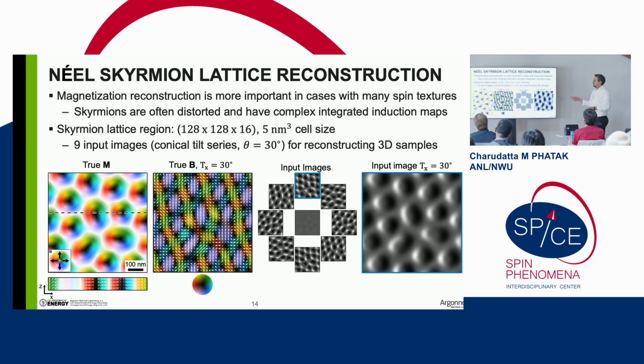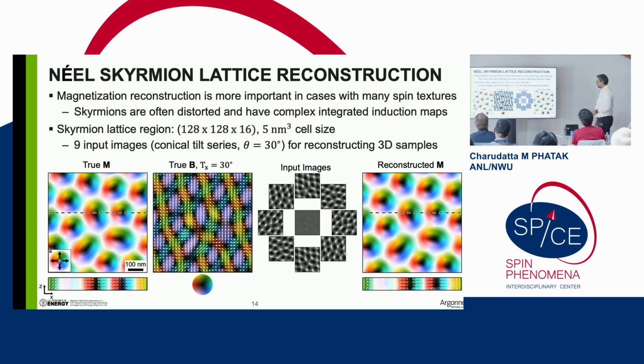In this case, since we are also reconstructing along the depth of the thin film, we realize that we can't use only 5 images. We need a little more data to start with, but that's still not as tedious as doing a full tomography series. We're starting with only 9 images at different tilt angles, so it's effectively like a conical tilt series. Then from that, using the same algorithm, we can reconstruct the magnetization map.